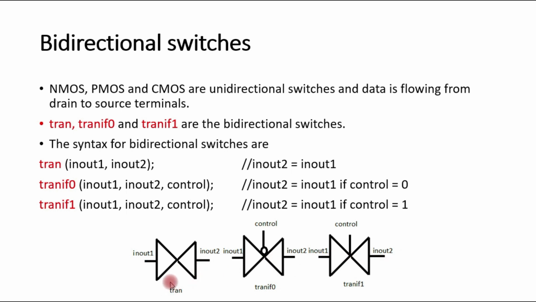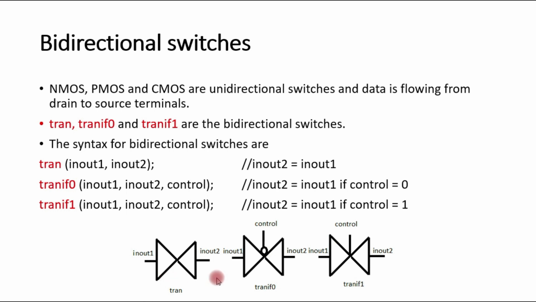In case of tran bidirectional switch, there is one input and a second terminal, and it may be an output and it may be an input signal. So we are taking inout signals for tranif0 and tranif1. There are three terminals. Two are for inout signals, inout1, inout2, and one terminal is for controlling the data movement or flow of data. In case of tranif0, data will flow only when the control signal is at logic 0. In case of tranif1, the data will flow if this control signal is at logic 1.